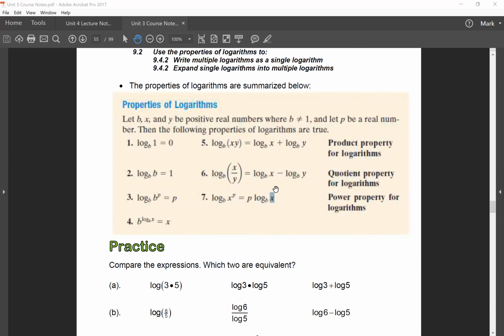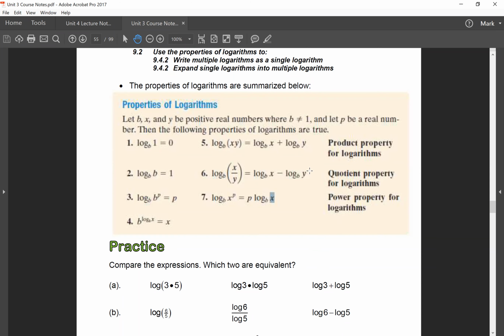These are important properties. We're going to need these for the next few questions. So it would be a good idea to take a mental note of these. There's 7 different properties here that we're going to use today. So a lot of these you can, of course, do on your calculators, like properties 1 and 2.